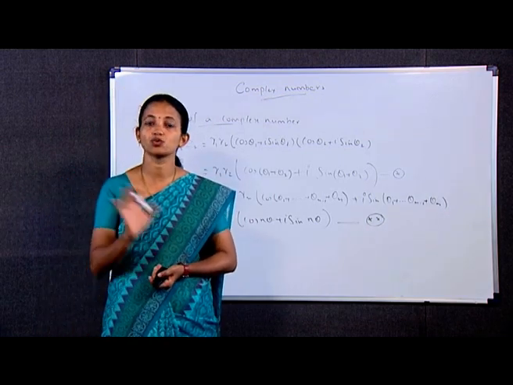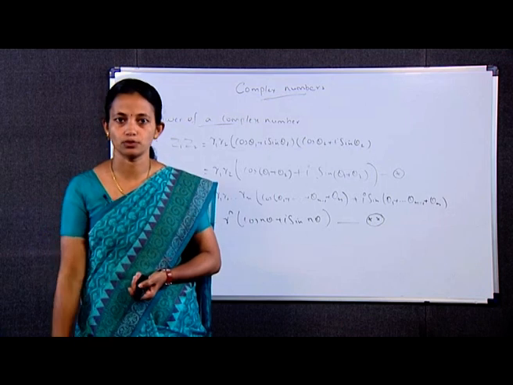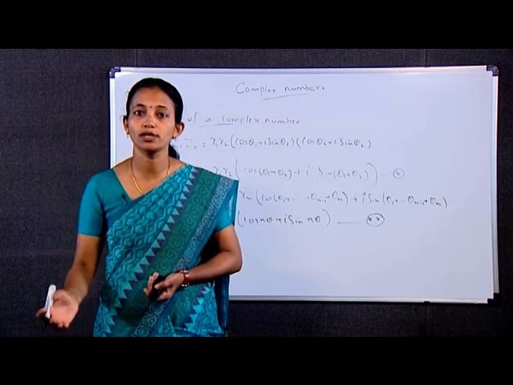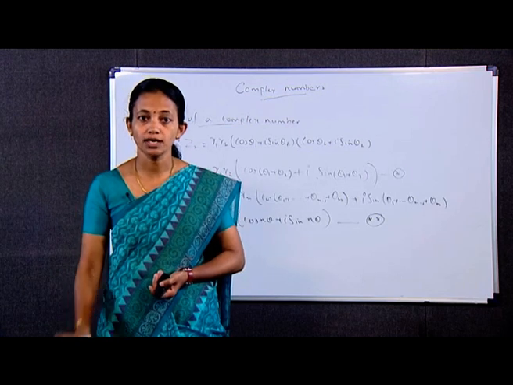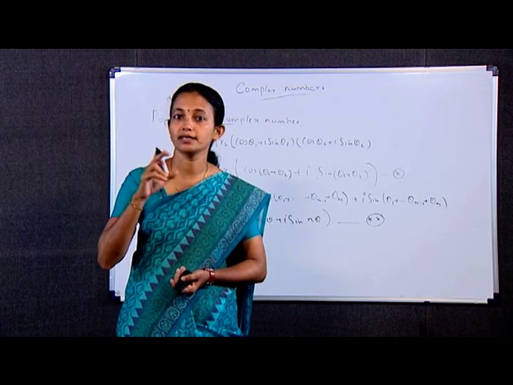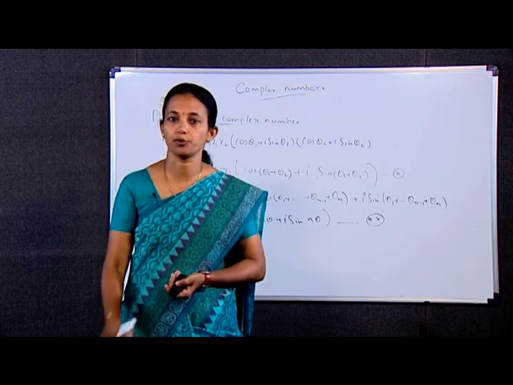Hence, the result is true for n equal to 0 also. We know that if z2 is not equal to 0, the quotient z1 by z2 can be obtained by dividing the moduli and subtracting the arguments.